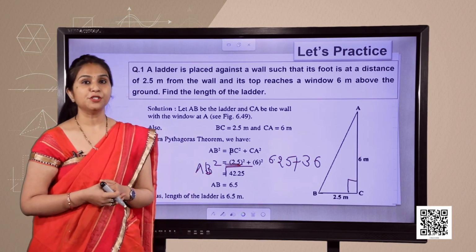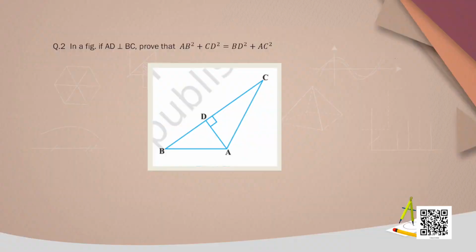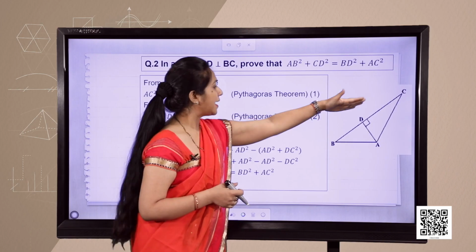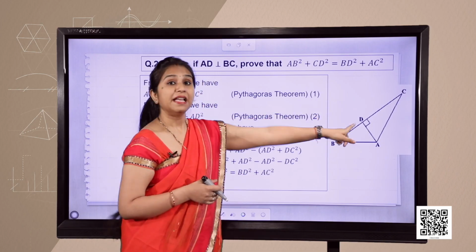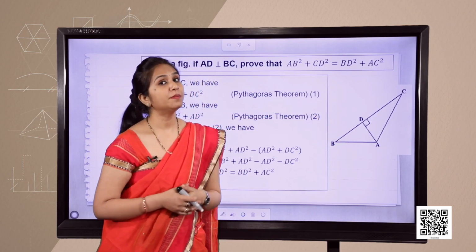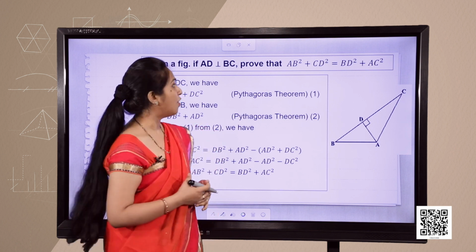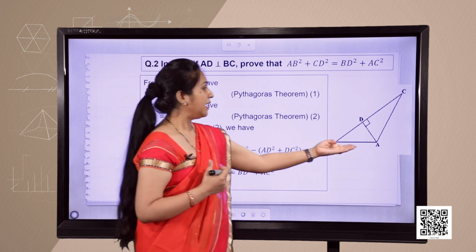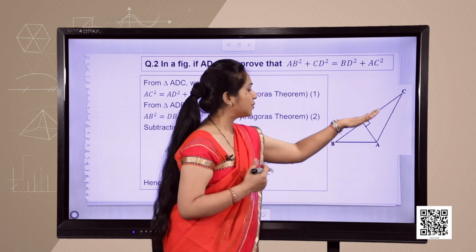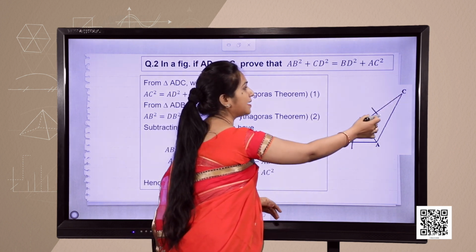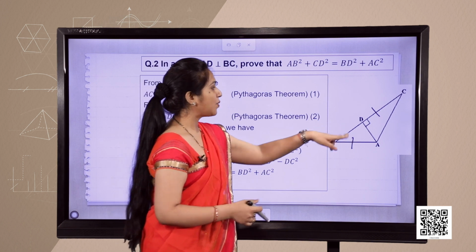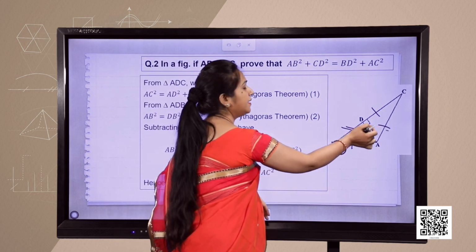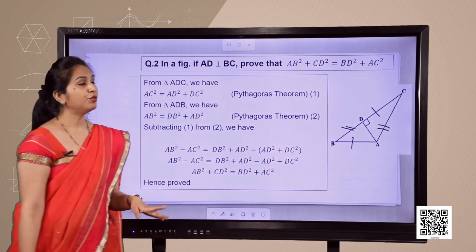Let's start example number 2 now. Your example 2 is based on the proof. Here it is given to you that this AD is perpendicular to the side BC of a triangle ABC, and when we are using the term perpendicular, it means by default a 90 degree angle is formed. What we have to prove? AB square plus CD square, this side square plus this side square, is equal to BD square plus AC square. This is what we have to prove.